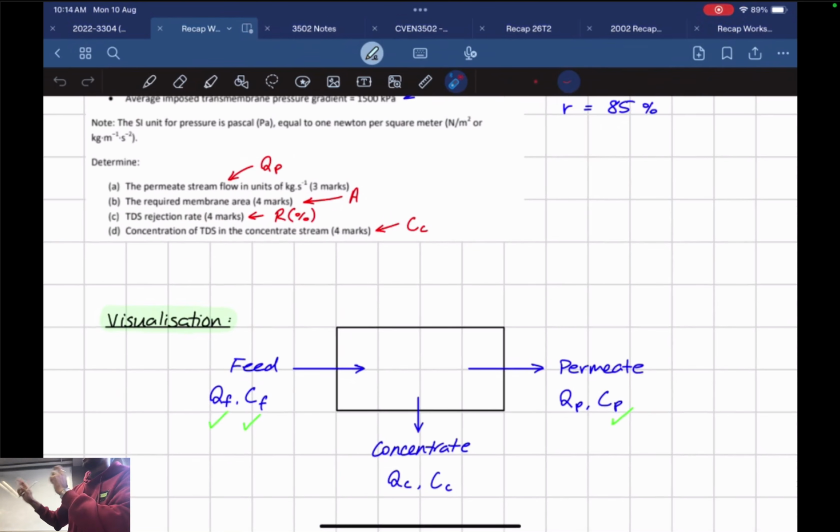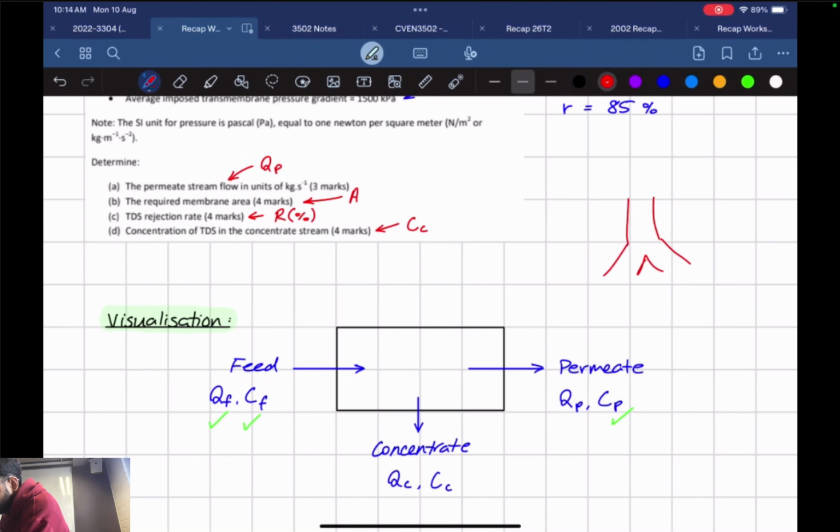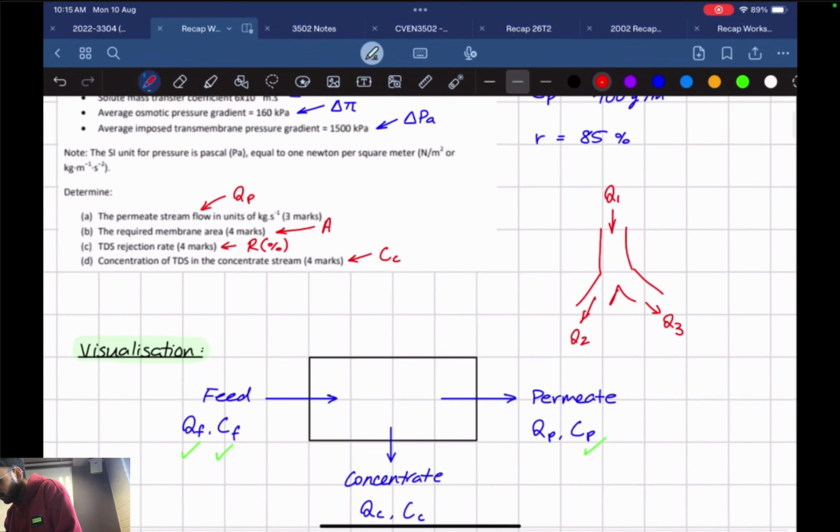From this, we'll be able to get two different balances. One for flow, one for mass. What I mean by flow balance, recapping back to fluids, NG2500: if you have a pipe junction like this, you've got a Q1 here, Q2, Q3. So we've got one inflow and two outflows, right? According to the conservation of energy, mass, all that kind of stuff, our inflow has to be equal to our outflow. So in this case, we can say that Q1 is equal to Q2 plus Q3.